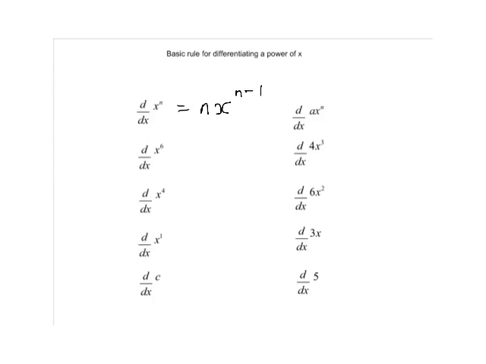So let's look at a few specific cases. If we're differentiating x to the power 6, we're going to multiply by the power. So it's 6 times x to one power less, take one off the power. So if we differentiate x to the power 6, we get 6x to the power 5. So x to the power 4 would differentiate to become 4x to the power 3.